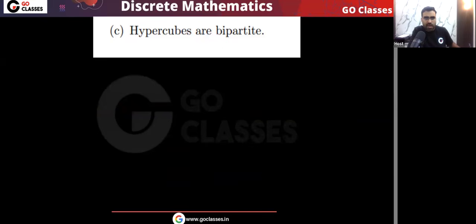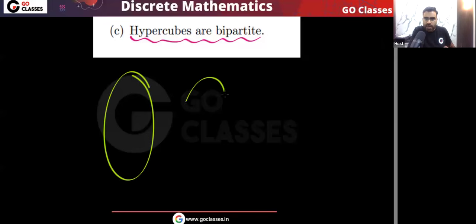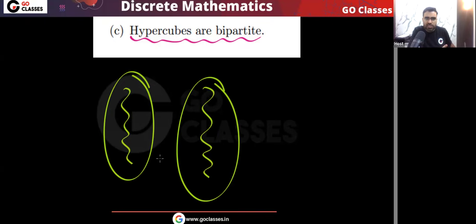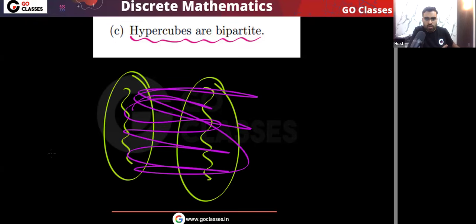Now let me prove that hypercube graphs are bipartite. And how to prove it? It is very simple. If you want to prove some graph is bipartite, then the easy way is, you create a bipartition such that all the vertices within a part are non-adjacent, and every edge is between these parts, yes or no. So if you can create this type of bipartition, then you can prove that the graph is bipartite.